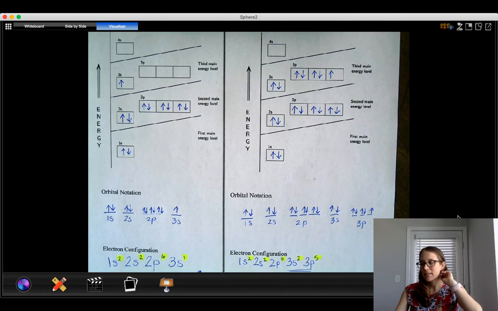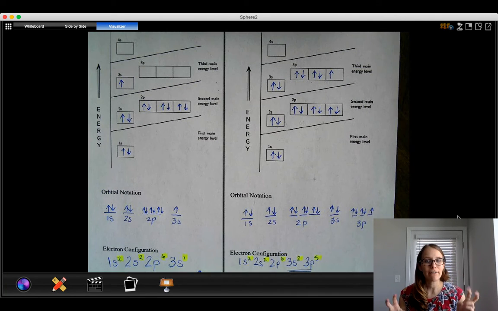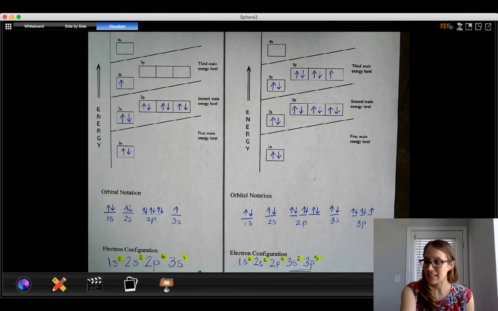So this is how we can express where the electrons live with electron configurations, noble gas configurations, and orbital diagrams and orbital notations. So lots of different ways of showing where the electrons are located in these atoms.